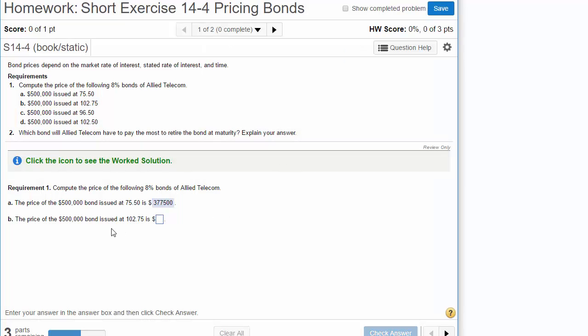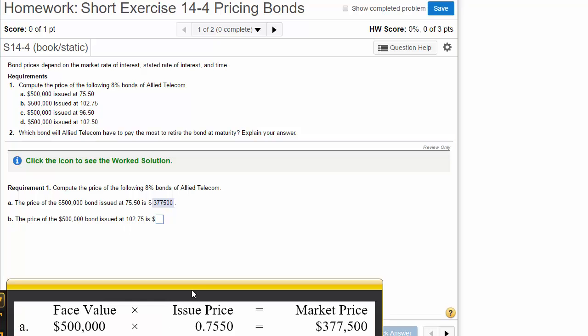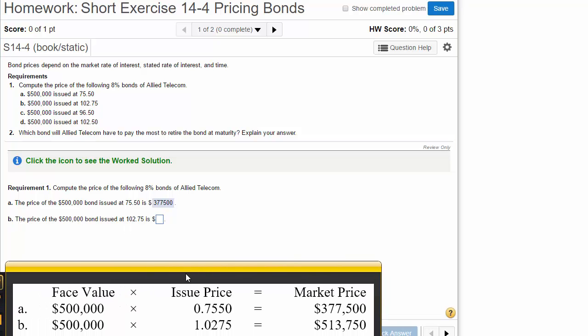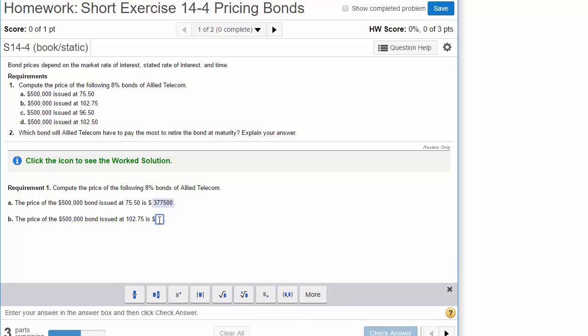Okay. Scenario B, the price of the $500,000 bonds that are issued or sold is 102.75%. So multiply 500,000 times 102.75%. You convert that to a decimal, it's the same as saying 500,000 times 1.0275, which gives you 513,750.